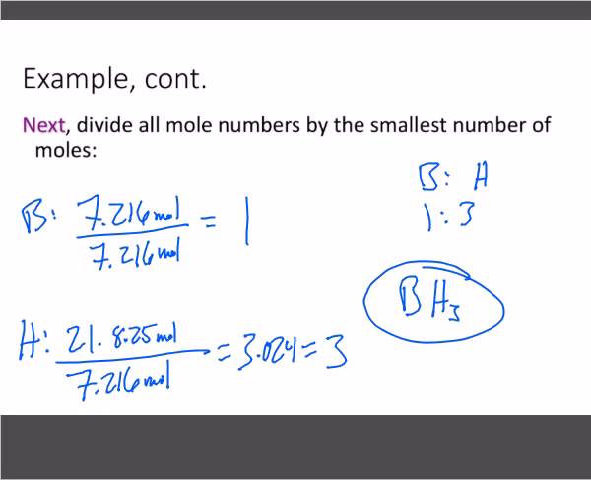Notice, I didn't have to do step 4 in this problem. Step 4 is multiply to whole. Well, after we divided, we already had our ratio in essentially whole numbers. 3.02 is a whole number. Okay? We will see a special case here with another example problem when you have to multiply. Okay? So, we'll get there in a minute.